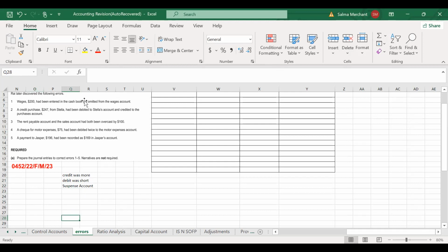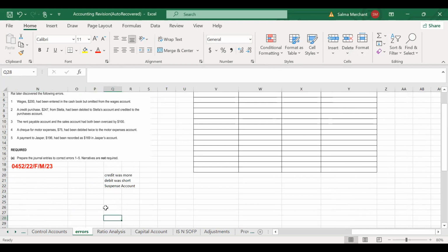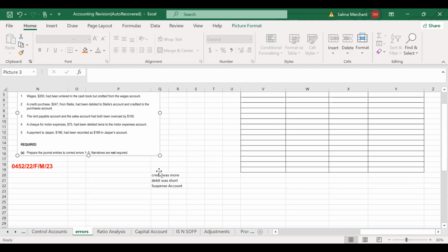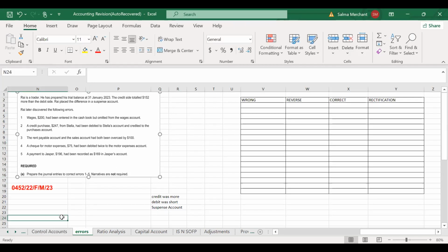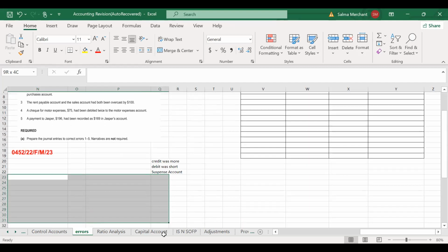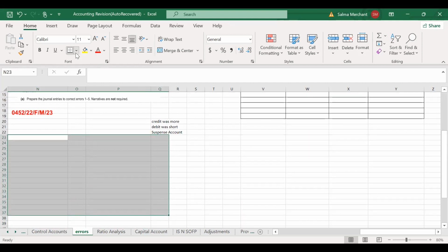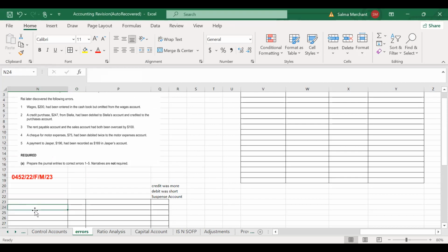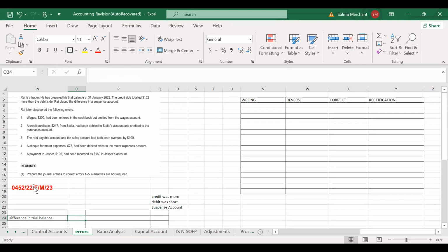So if I was to make a suspense account, I will write it on the debit side. What then will I write? You'll write 152, the balance you were short. On the debit side, difference in the trial balance. How much is the difference in the trial balance? 152. Okay, correct.